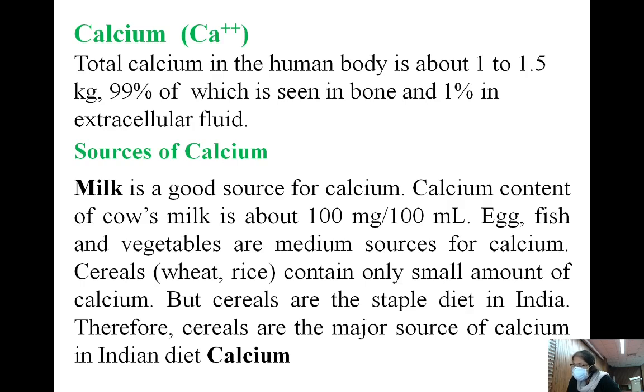Normal total transferrin concentration is 300 to 350 milligram per dl, and that much transferrin is sufficient to bind 300 microgram per dl iron. That is its capacity, but at the same time all the binding sites are not saturated. That's why TIBC is different and transferrin saturation is different.